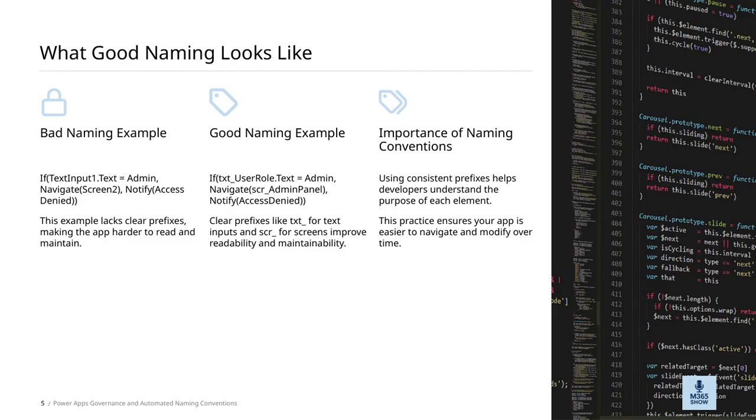Here's a good naming example. If text input 1 text equals admin, then navigate to screen 2 or show an access denied notification. Notice how the prefixes here make it straightforward to understand what each element is doing. On the other hand, the bad naming example lacks these clear prefixes. Without them, the code becomes harder to read and maintain, especially for someone new to the project or when you're revisiting your app after some time. In summary, consistent and meaningful naming conventions are a key part of good governance in Power Apps. They help keep your app organized, understandable, and easier to update as needed.